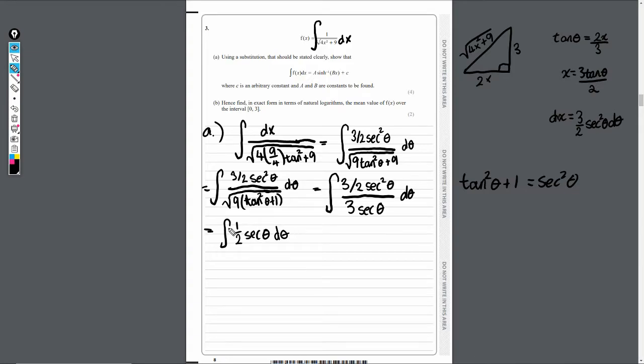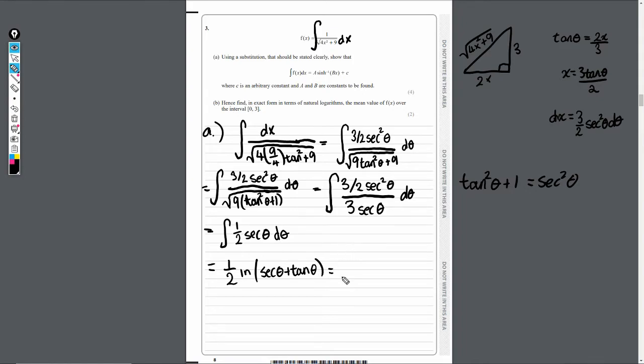Integrating this now, nice and straightforward, it's just the integral of sec theta. You can take the half out to the front if it helps. So this is just going to be a half ln. In the bracket here, I'm going to have sec theta plus tan theta.